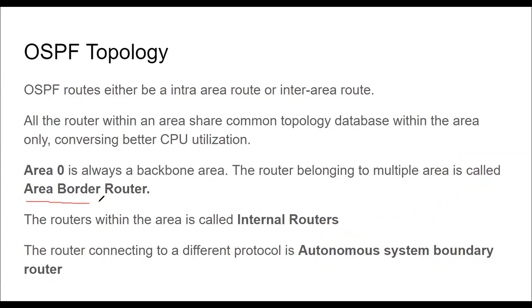Area border routers, according to the RFC, are the routers which are connected between area 0 and area 1. If a router belongs to area 0 and area 1, that's called an area border router. So whatever features are mentioned in the RFC for an area border router will be supported by this router. If a router belongs to area 1 and area 2, according to the RFC, you cannot say it is an area border router because it will not support all the features.